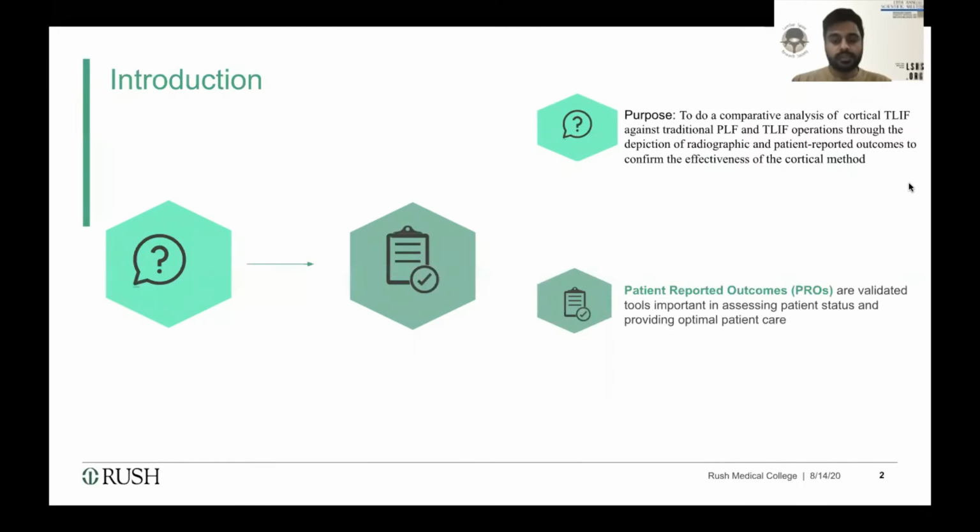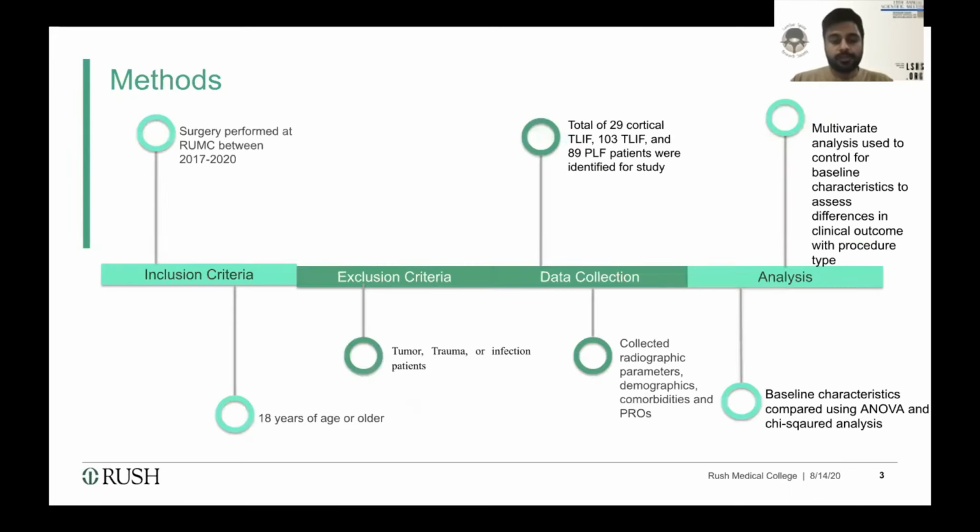The purpose of our study was to look at this relatively new cortical bone trajectory technique by looking at radiographic outcomes as well as PROs and compare them to traditional TLIF and PLF. So we looked at all of the patients that received the cortical TLIF, TLIF, or traditional PLF from 2017 to 2020, from a single surgeon, and then we excluded anyone with tumors, trauma, or infections. In total, we ended up with 29 cortical TLIF, 103 TLIF, and 89 PLF patients.